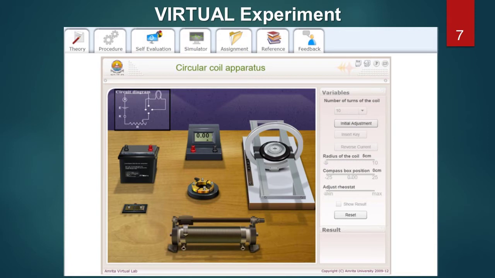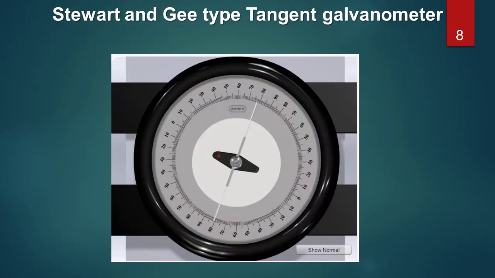This slide shows the experiment setup for the virtual environment. We have already gone through the apparatus. Now, we will move forward and see how to perform the experiment in a virtual environment. Before starting the actual experiment, let us discuss the Stewart and Gee type tangent galvanometer. The apparatus called Stewart and Gee tangent galvanometer is used to study the variation of magnetic field along the axis of a current carrying circular coil and is shown in the figure.